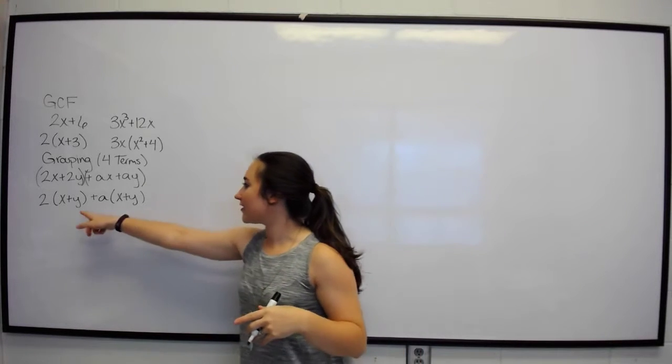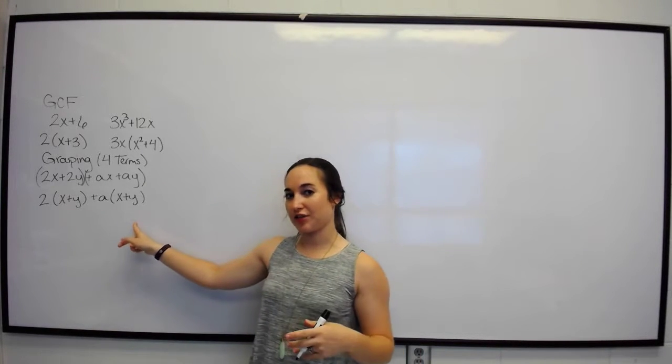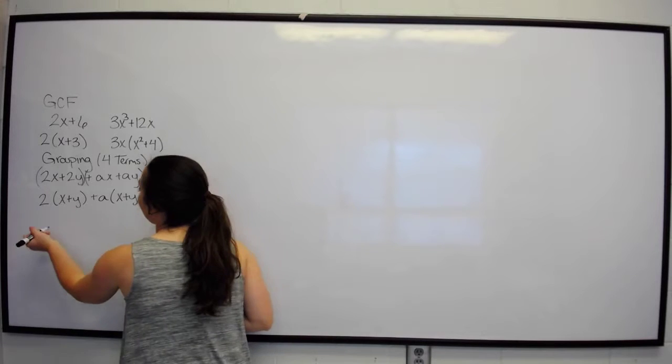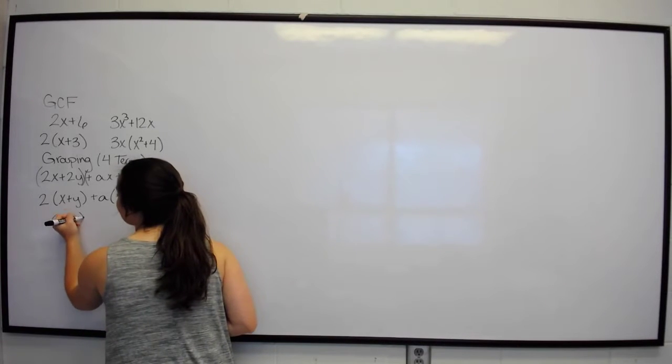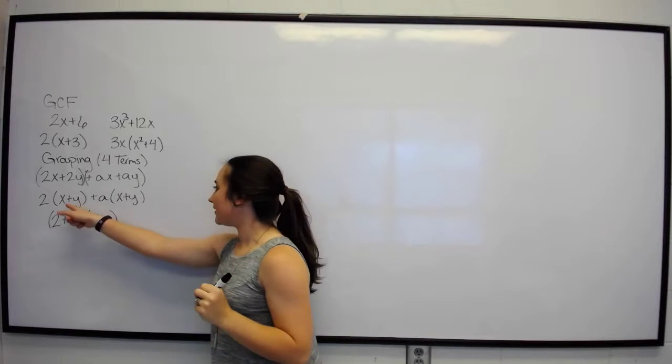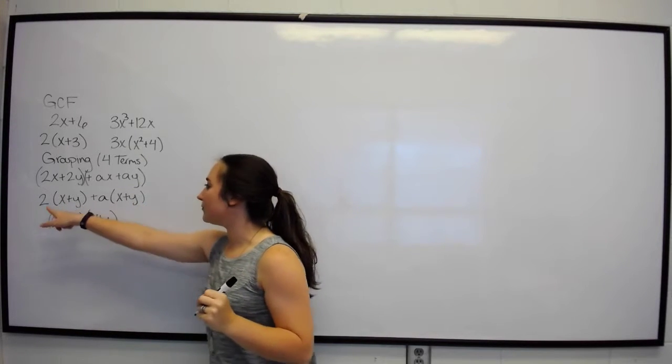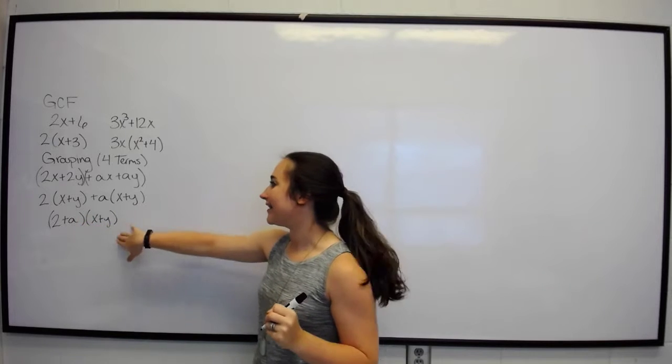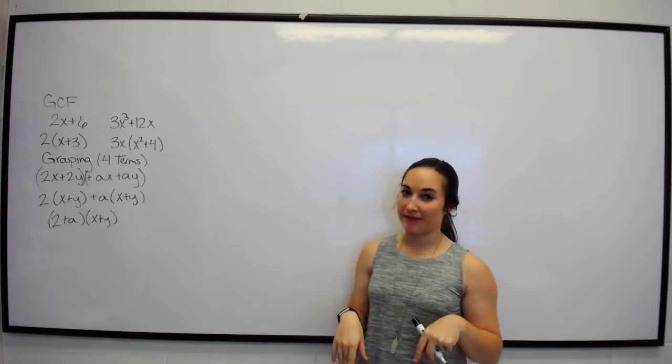If these two things are the same, I know that I can factor by grouping. So here I have 2 plus a times x plus y. We take the GCF, which is this, and we'll be left with 2 plus a, and that would be how we would factor by grouping.